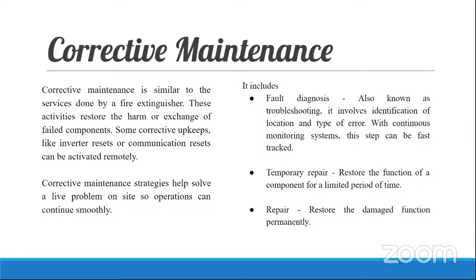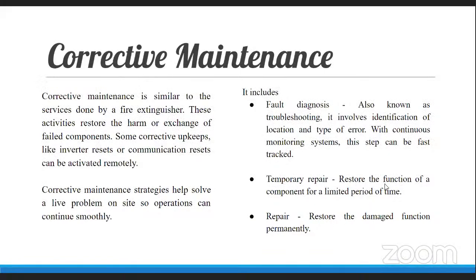First of all, it should be prevented that we need to change any of the system completely. But if it happens, then it's better to repair, to restore the damaged function permanently. Corrective maintenance, as you can see, can strategically help solve a live problem on site, so operation can continuously run smoothly and perfectly. Corrective measures become very important in big projects like utility-based projects, wherein a small disturbance, a small shutdown can lead to devastation in cities or in areas, or can put pressure on the grid.